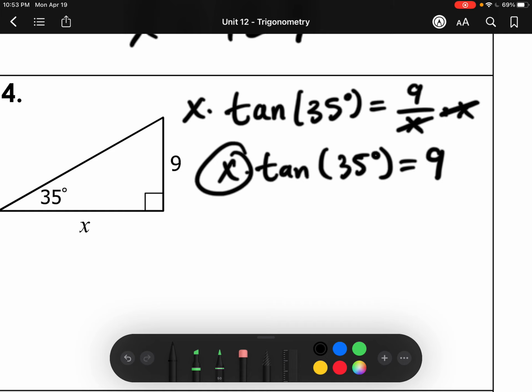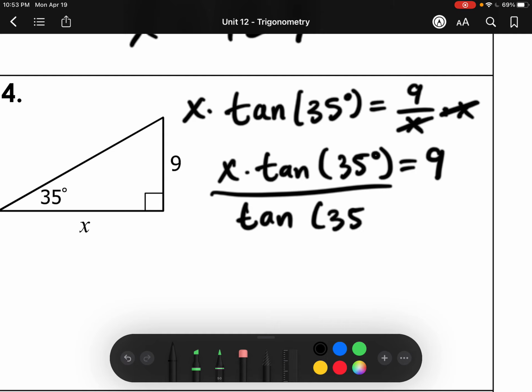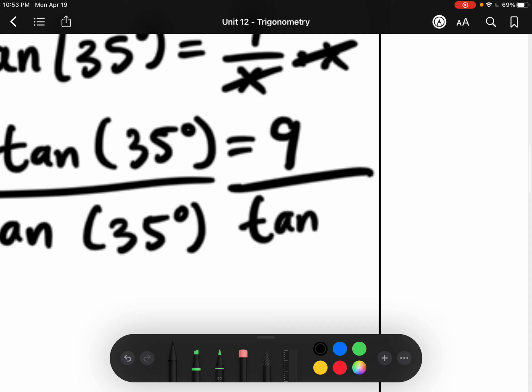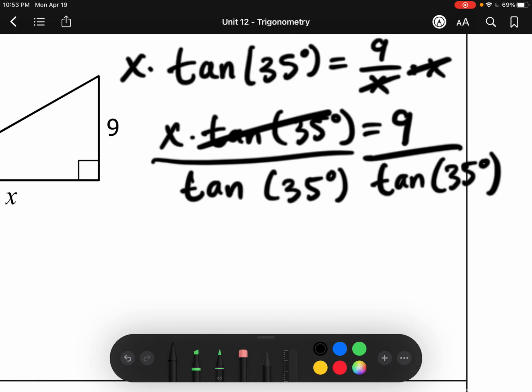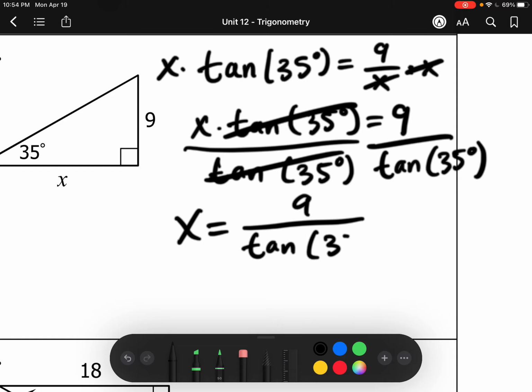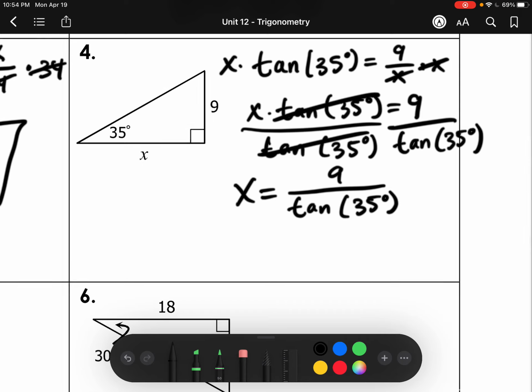Now I want to get x by itself, so I want to get rid of this tangent right here. So I'm going to divide both sides by tangent of 35 degrees. So on this side, it gets rid of it. And then I have x is equal to 9 over tangent of 35 degrees. All right, so that's what you're going to type into your calculator now.